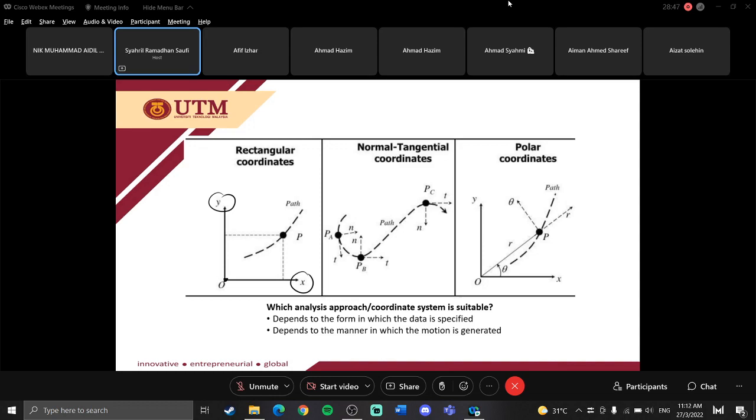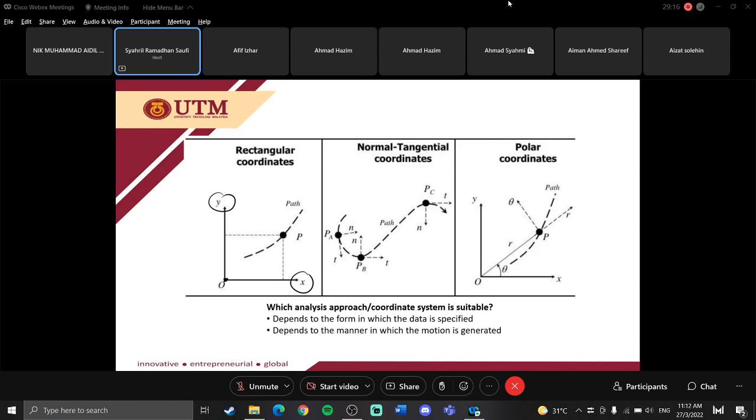Okay, so let's say you throw a ball from point A to point B. That means you have a reference point, and point A will be your reference point. So you will measure the distance, the velocity at A, and the velocity at B. These are the parameters you need to determine, based on the reference point. So this is rectangular coordinates, x and y.